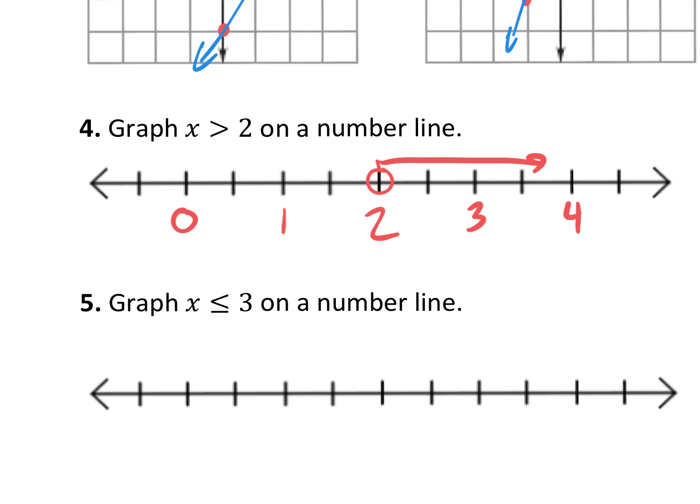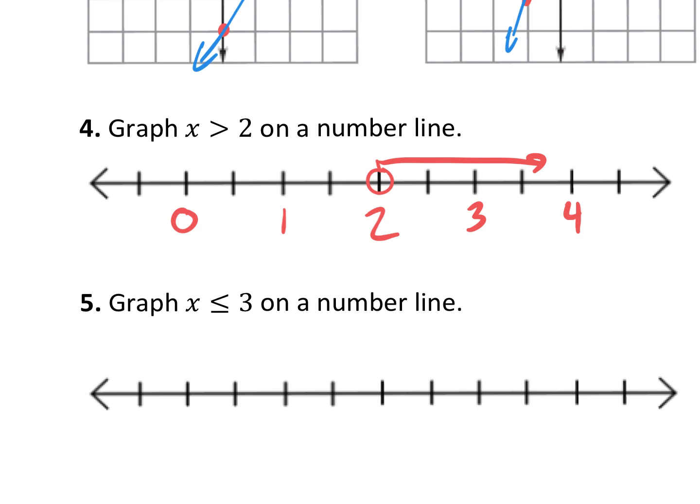And if you're totally confused, look at your inequality. Where's the point at? The point is on the right side of this inequality. It's pointing to the right, so it has to point to the right. Make sense? The other one, it's going to have a solid dot at 3.